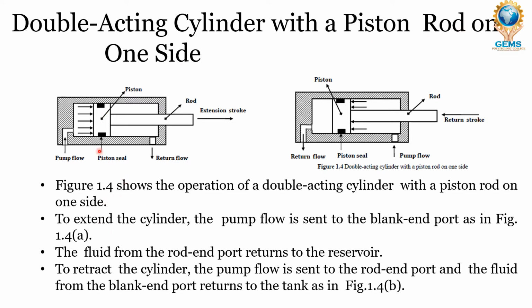This figure shows the operation of a double acting cylinder with a piston rod on one side. Here we have a piston rod on one side only. To extend the cylinder, the pump flow is sent to the blank end port as shown in the figure. In order to move the piston, the pump flow, that is the pressurized hydraulic fluid, has to be sent in one direction, so that the piston will extend towards the right-hand side, from left to right.